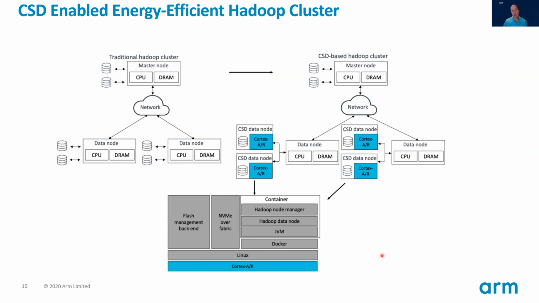So one of the things that we're in the process of investigating at Arm is a Hadoop cluster with those types of computational storage drives, and what would the software stack look like? What would the overall architecture look like? So here's a slide that speaks to our thoughts and what we've been working on. I don't really have any results to share today, but when we do, I'll be happy to give an update on that at a future time.